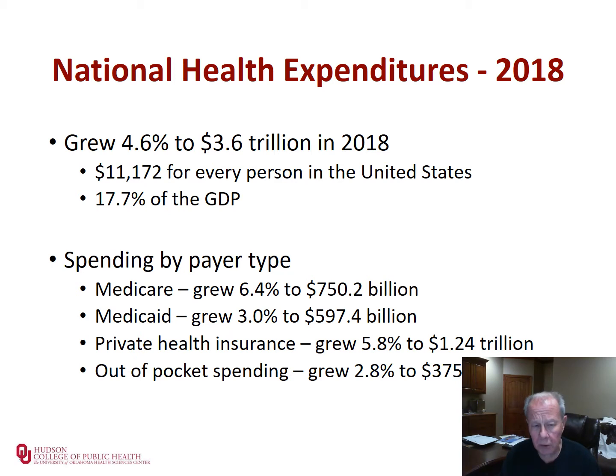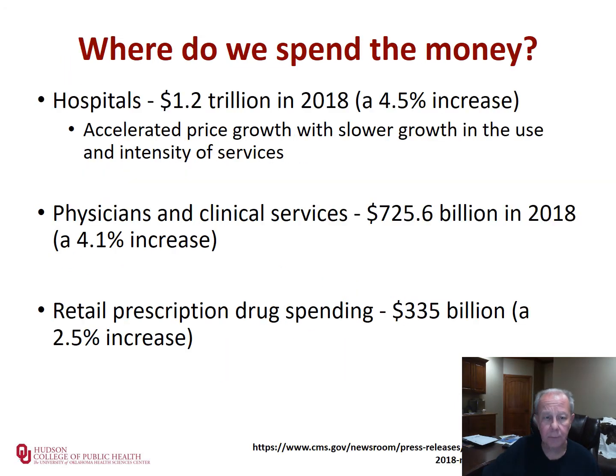But when you look by payer type, that we're going to talk about in just a moment, Medicare expenditures grew 6.4%, Medicaid grew 3%, private health insurance costs grew 5.8%, and something I'll talk about in our next session is out-of-pocket spending, which grew 2.8% in 2018. I'm going to particularly highlight out-of-pocket spending because this is an area that is causing great problems for anybody, even with those who have good health insurance.